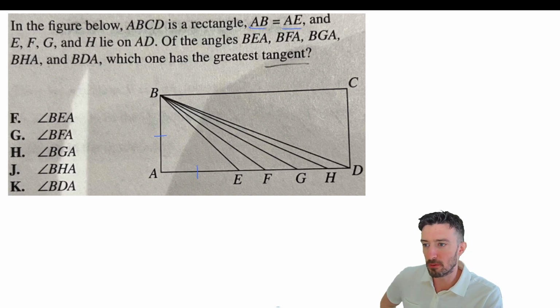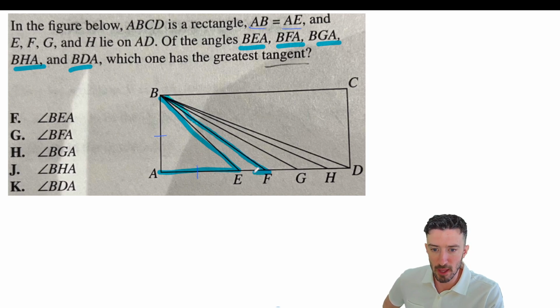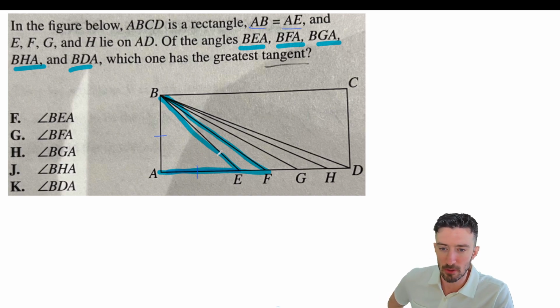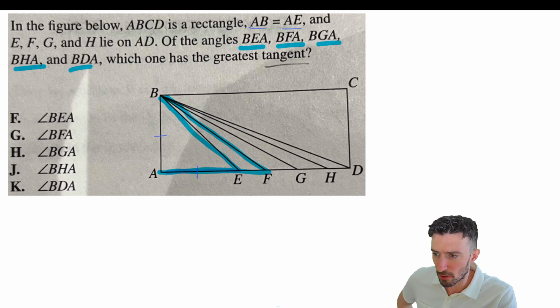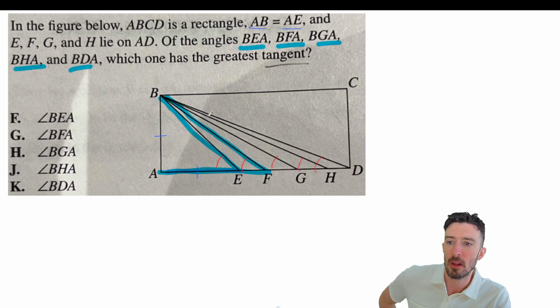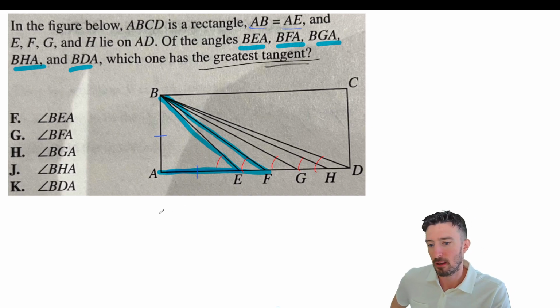Well, all of those angles that they're talking about have a very similar structure. BEA is right here. BFA is right there. So very similar angles. The angles that they're talking about are going to be this one right here, and then this one, and then that one, and then that one, and then that one. But they want to know which one has the greatest tangent.